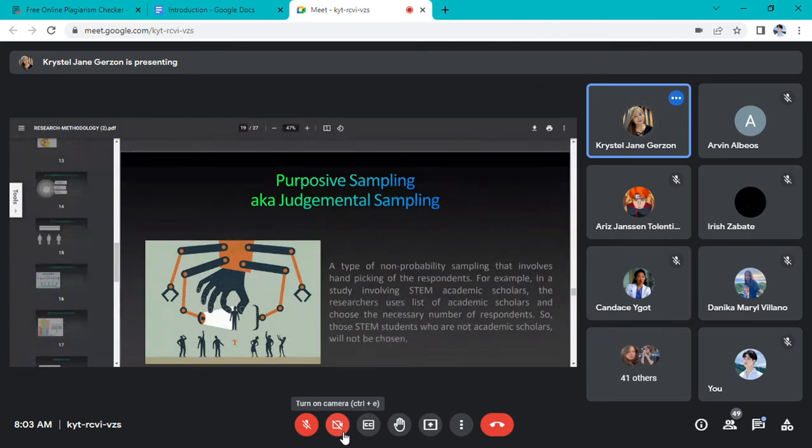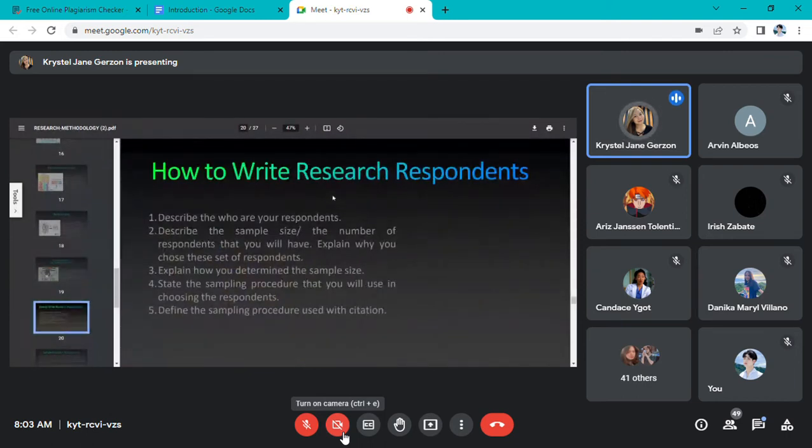Very good. Now, how do you write your research respondents? Okay, so this is like your guidelines on how you are going to write your research respondents. So first, describe who your respondents are. Then describe the sample size or the number of respondents that you will have. Explain why you chose those set of respondents.